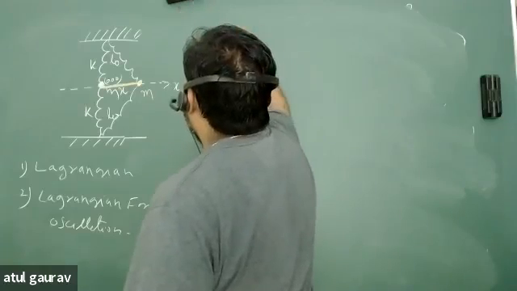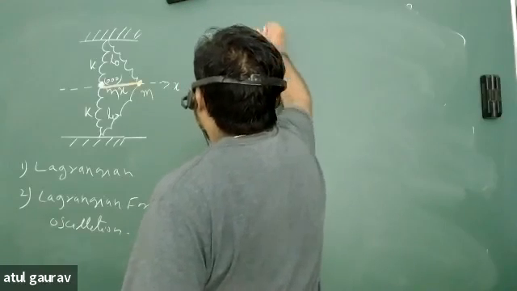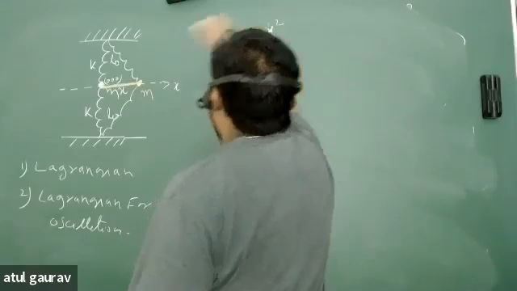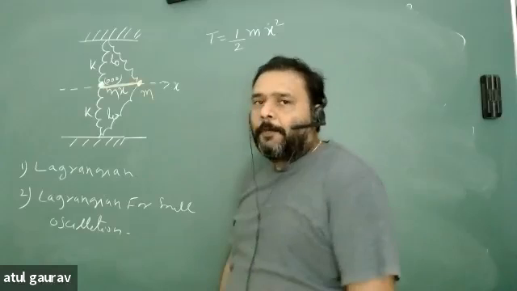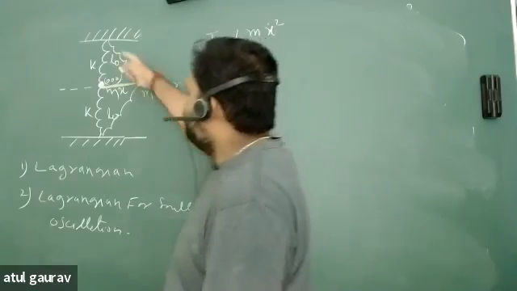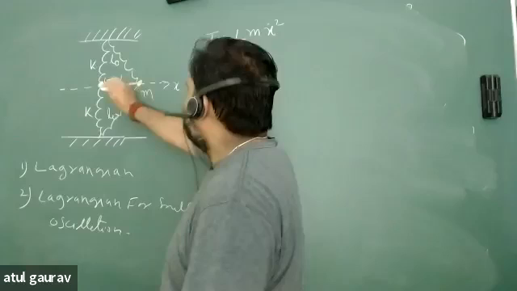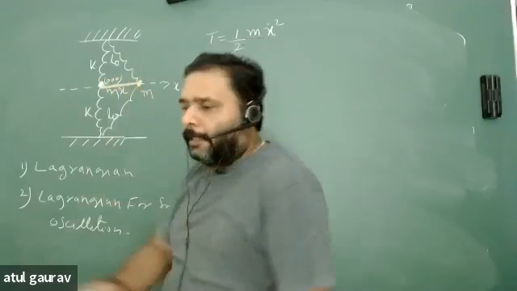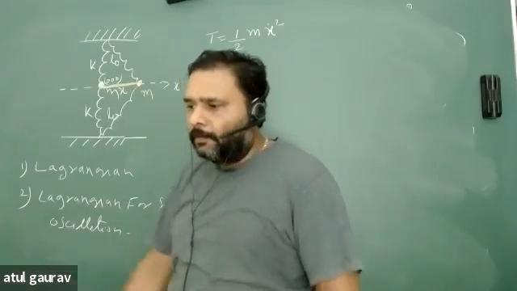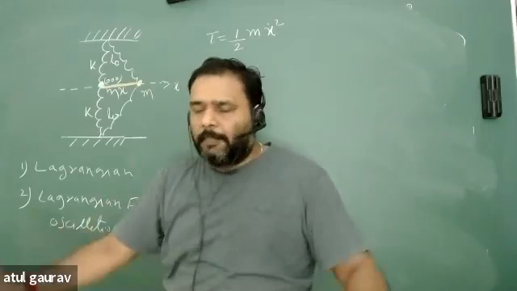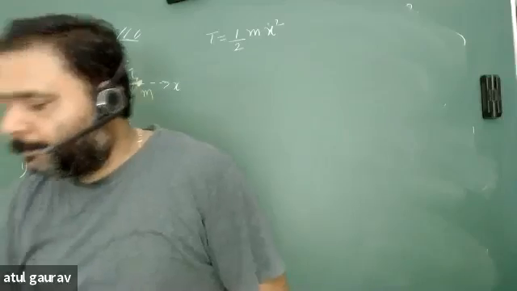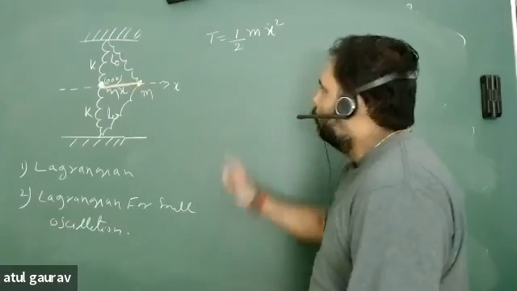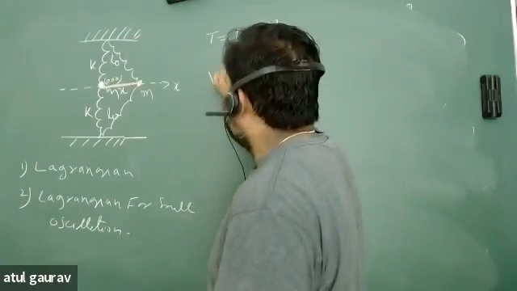Kinetic energy is nothing but half M X dot square. Let's go for potential energy. The potential energy will be stored in these springs, and this is in the horizontal plane, so there is not any role of gravity. So I am leaving gravity aside.